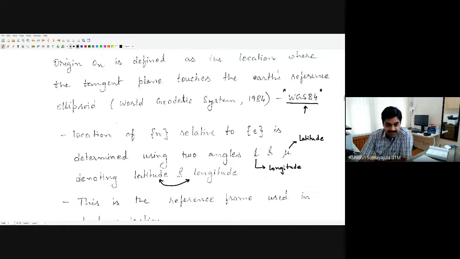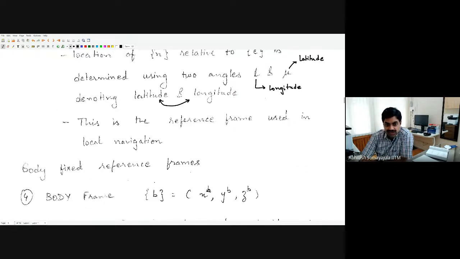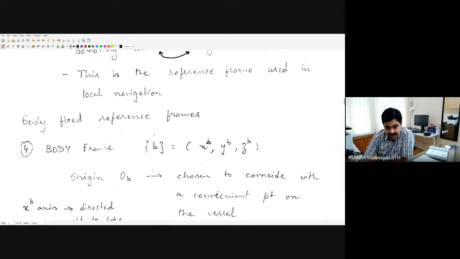And this is the reference frame that we are commonly using in most of your courses that you see otherwise. Now we will define what are called body fixed frames. So we'll first define what is called a body frame, and we'll denote this frame by the letter B, and the X, Y, and Z axes as XB, YB, and ZB.